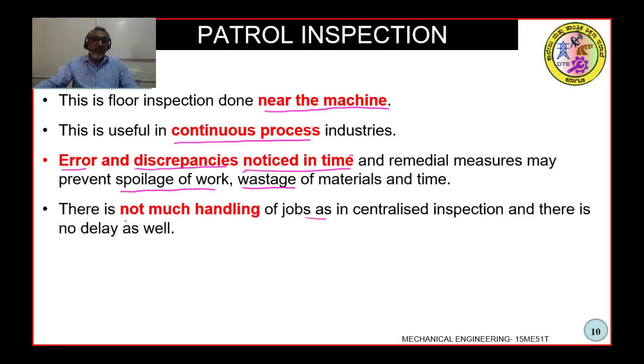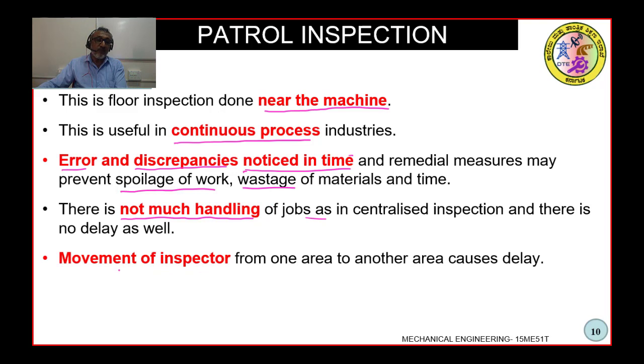That is, if it has to be taken from one machine to another machine, from the first machine it is inspected near the machine itself, then it is taken to the next machine. Suppose you compare it with the central room inspection, where after the product is manufactured in the first machine, it is taken to another room, the central room. There the inspection is done and it is brought back to the next machine. There is too much handling there, too much delay. All those things are avoided in patrol inspection.